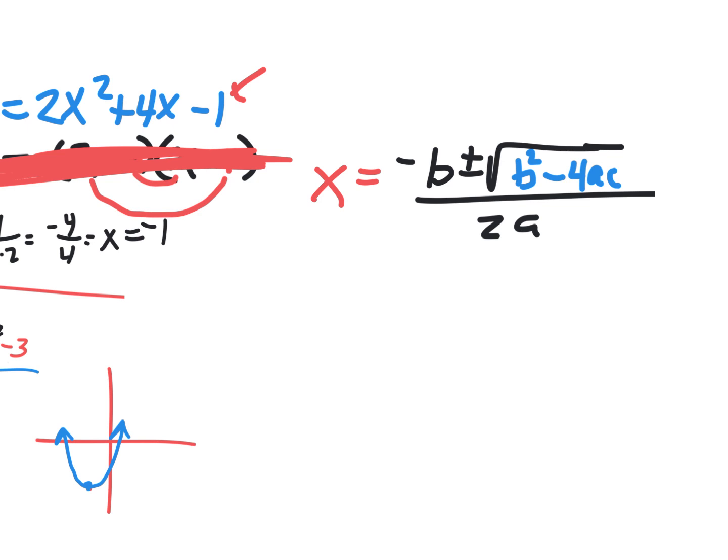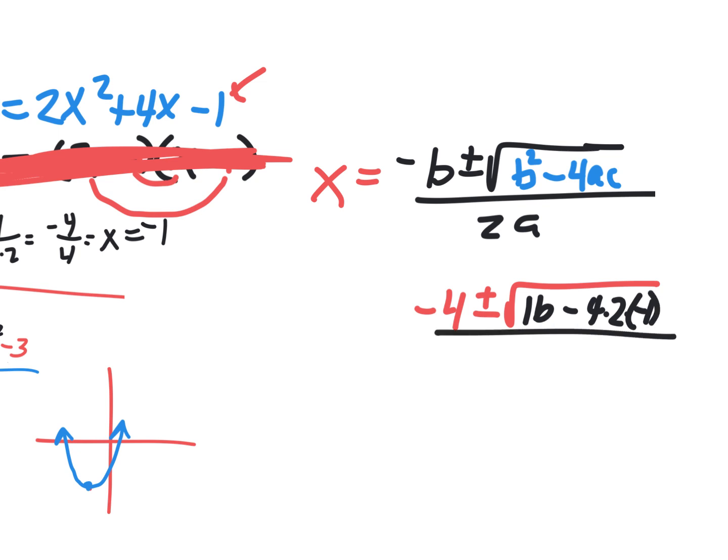All right, Anna, you're up next. Negative b in this case is negative 4, plus or minus the square root of, just do b squared. 4 squared, which is 16, minus 4 times a, which is 2, times c, which is negative 1, all over 2a, which is 2 times 2, which is 4. Clean this up.